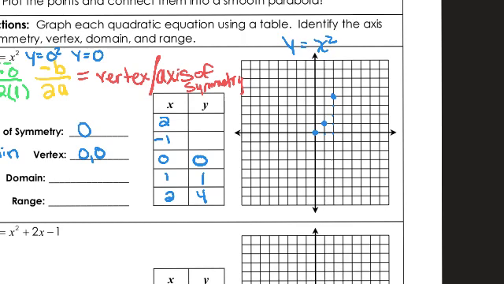How about -1? -1 squared, is that -1? Nope, negative times negative is +1. So when x is -1, y is +1.